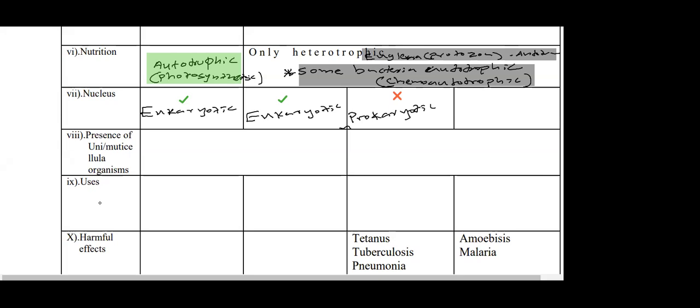Then last one, protozoa. Last column is protozoa. Protozoa are eukaryotic. That means organized nucleus present. Eukaryotic. That means out of all these, the least developed group will be what? The least developed group will be the prokaryotic group, bacteria.